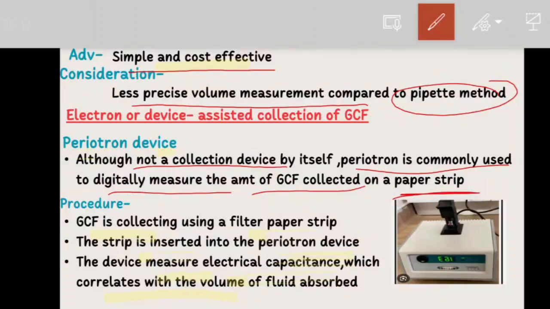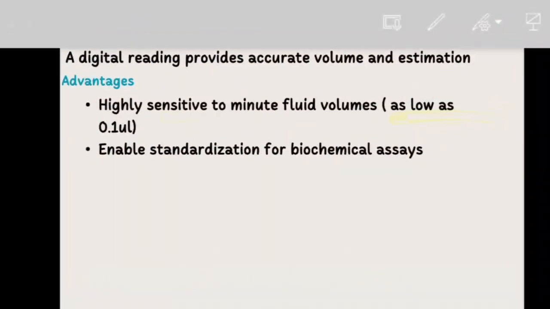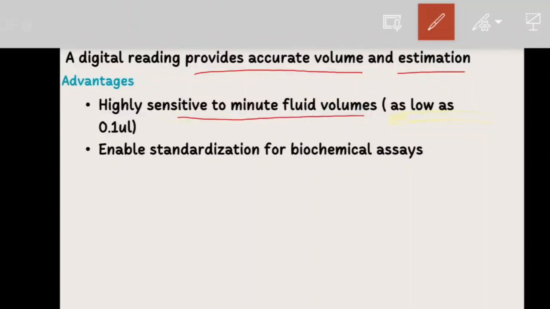So GCF is collected using a filter paper strip, then the strip is placed into the Peritron device. The device measures the electrical capacitance, which correlates with the volume of fluid absorbed. So a digital reading provides accurate volume estimation. So the advantages: it is simple and cost effective, highly sensitive to minute fluid volumes as low as 0.1 microliter, and it enables standardization for biochemical assays.